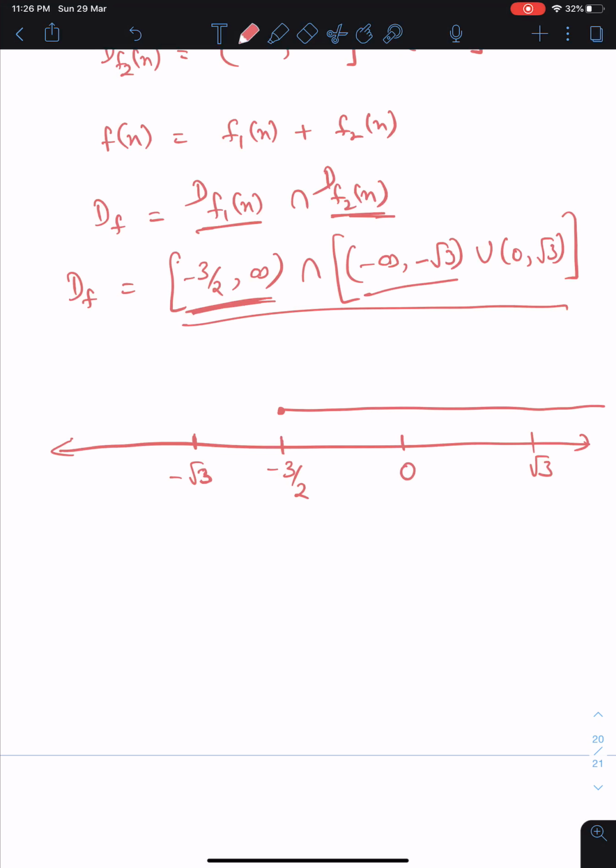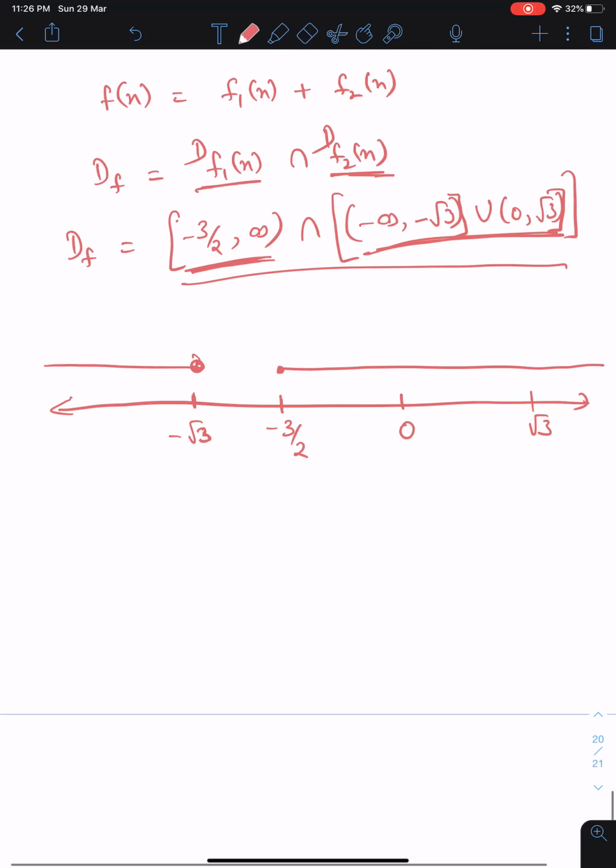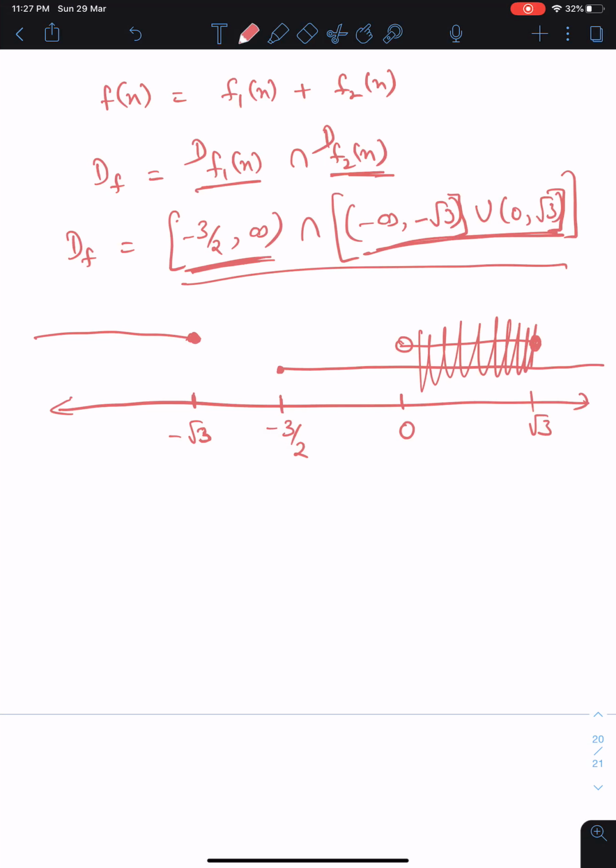The next is the union of both of these. Minus infinity to minus root 3, so it will be from here to here. Excluding or including? It is including, and this is also including. So it will be here. You just mark it just above this line. And then 0 to root 3, so from here to here. Now you just mark the part where you are seeing the two lines overlap. So your answer will be 0 to root 3.